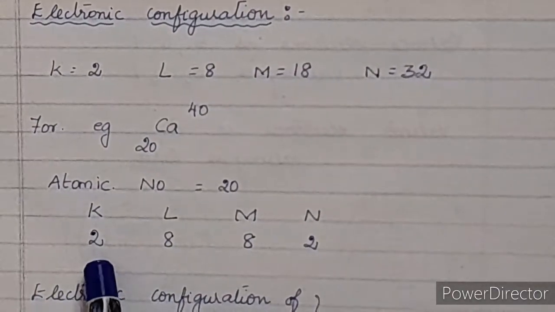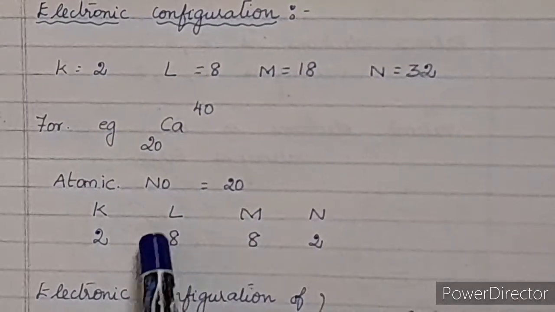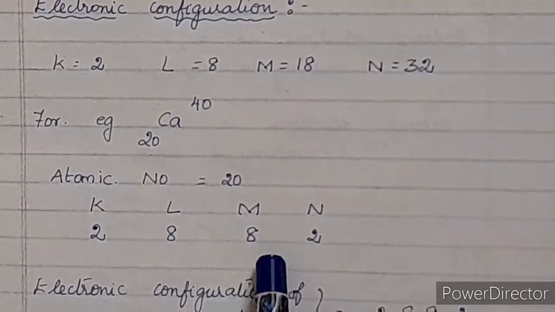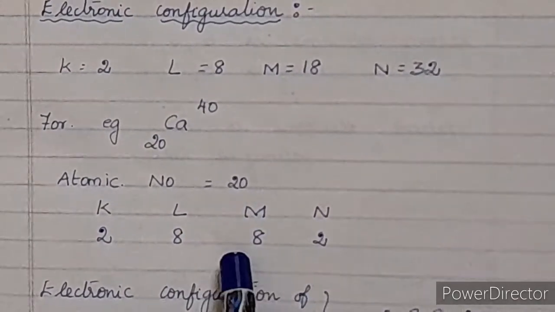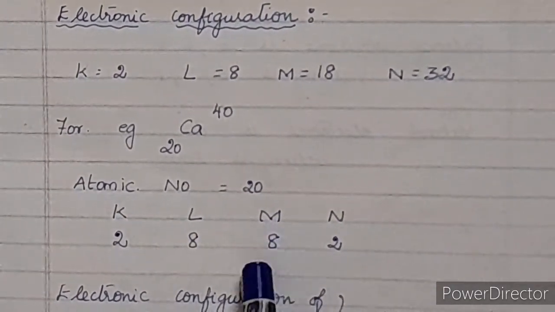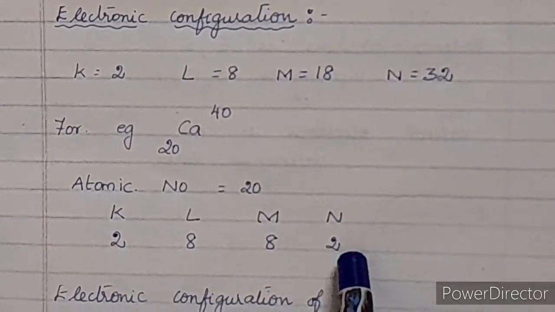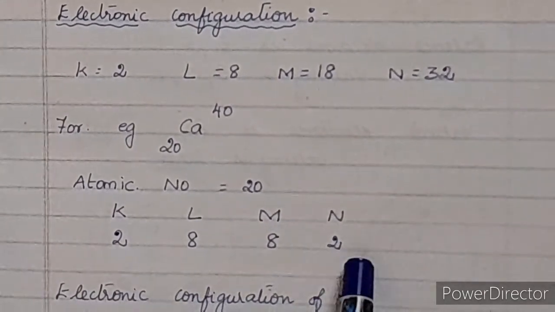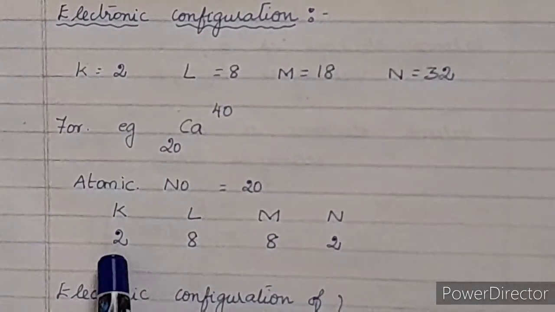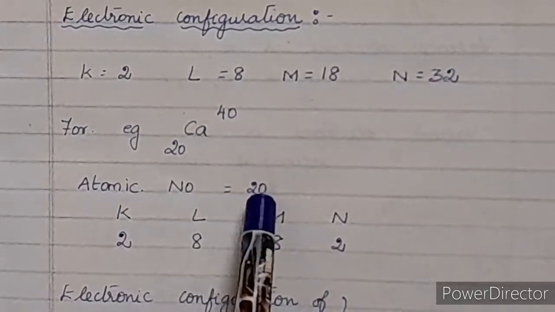First, the K shell will occupy 2 electrons. Now the L shell will occupy 8 electrons. Though M can have space for 18 electrons, it will occupy only 8 electrons, and the N shell will occupy 2 electrons. Now when you add these together, you will get 20. This is 10 and this is 10. So 20. So the atomic number is 20.